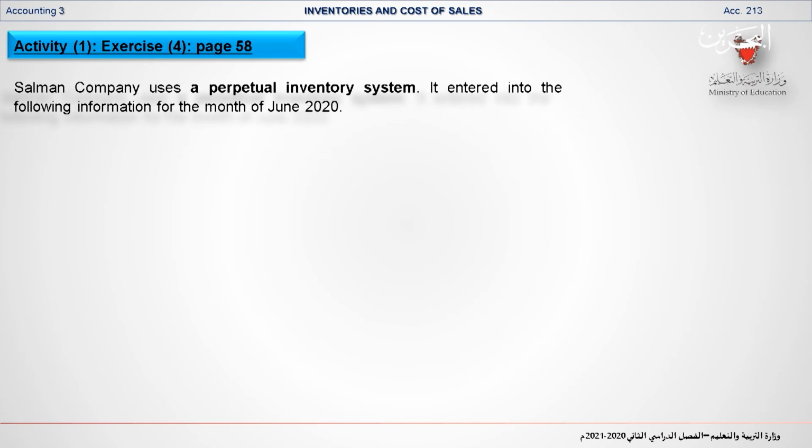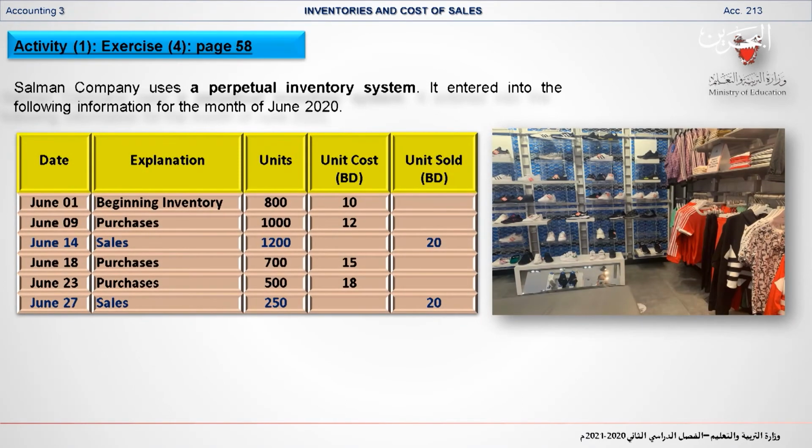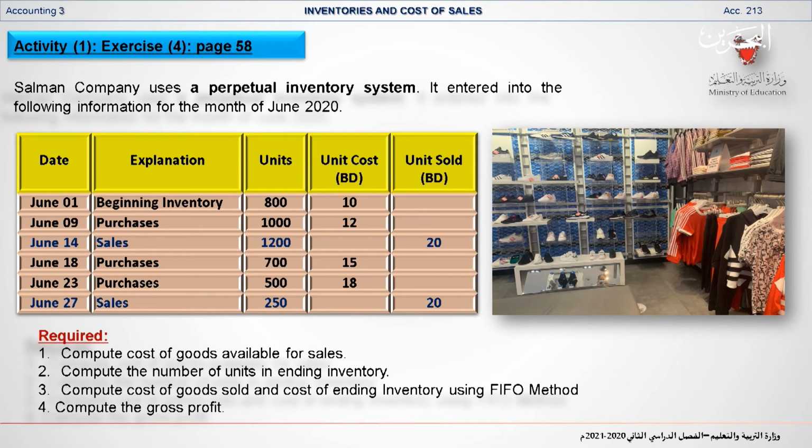Salman Company uses a perpetual inventory system. The following information were generated from the company's records in June 2020, and you are required to 1. Compute cost of goods available for sales. 2. Compute the number of units in ending inventory. 3. Compute cost of goods sold and cost of ending inventory using FIFO method. 4. Compute the gross profit.